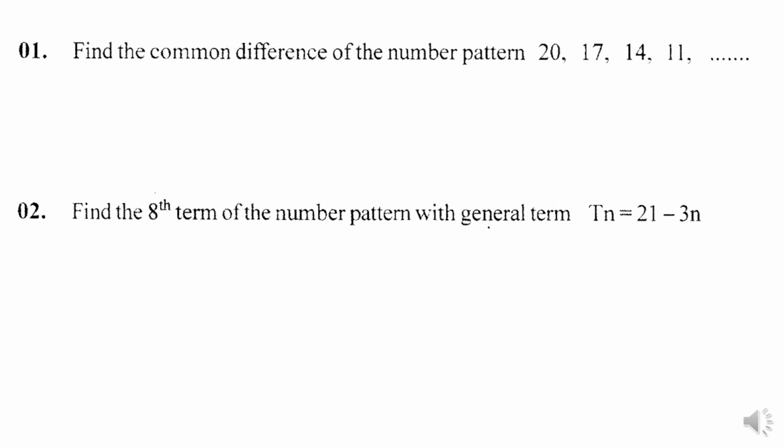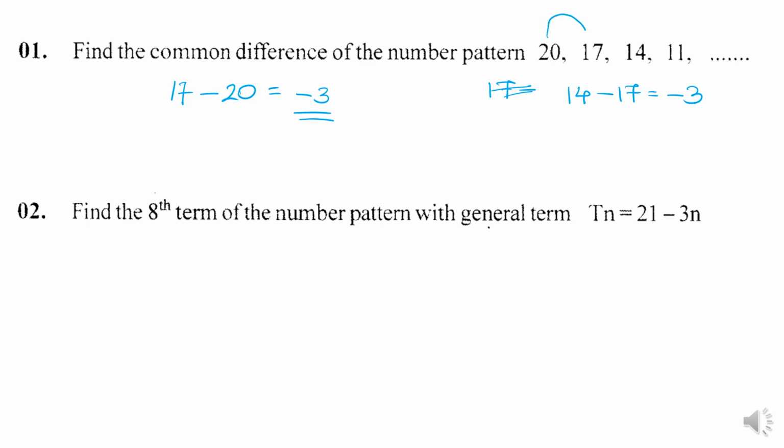Find the common difference of the number pattern 20, 17, 14, 11. The common difference is taken by subtracting any term from the next term. That means you subtract 20 from 17, so 17 minus 20, and the answer is minus 3. So the common difference is minus 3, and you will get the same answer by subtracting 14 from 17... sorry, 14 minus 17, and here also you get minus 3. So the common difference is equal between all the terms, and that's why we call it the common difference.